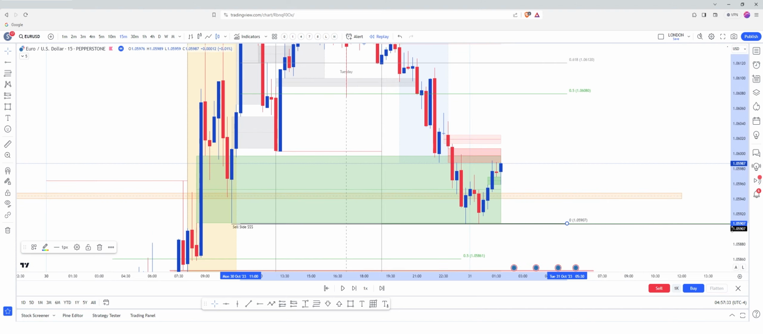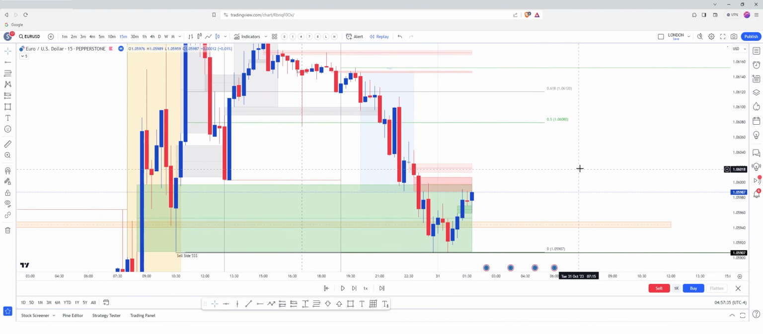So if we're looking for a pullback short position, if we're going to pull back into this range and then look for a short to come and sweep these equal lows, we need to be looking at our levels of liquidity. So we've got a swing low, a swing high here.